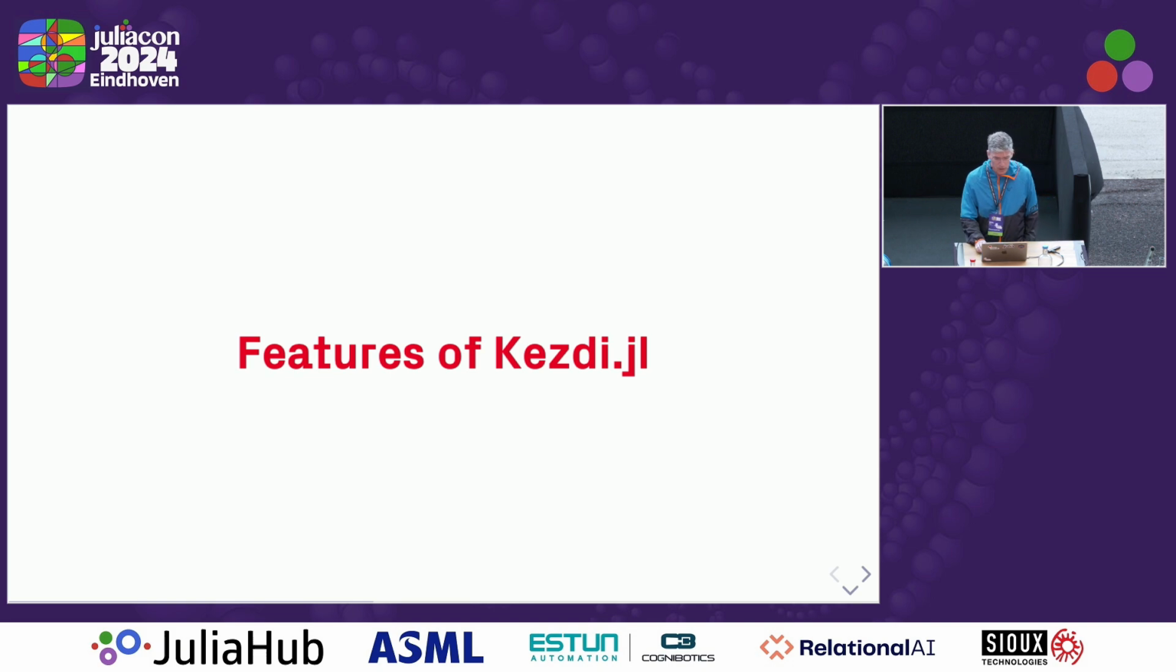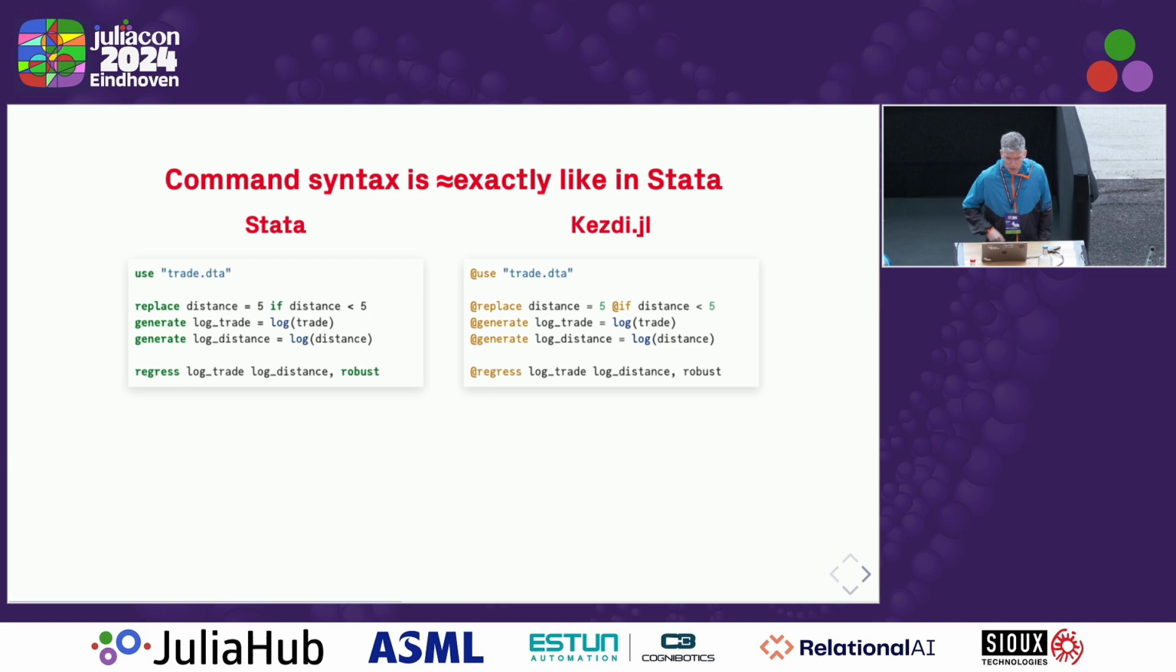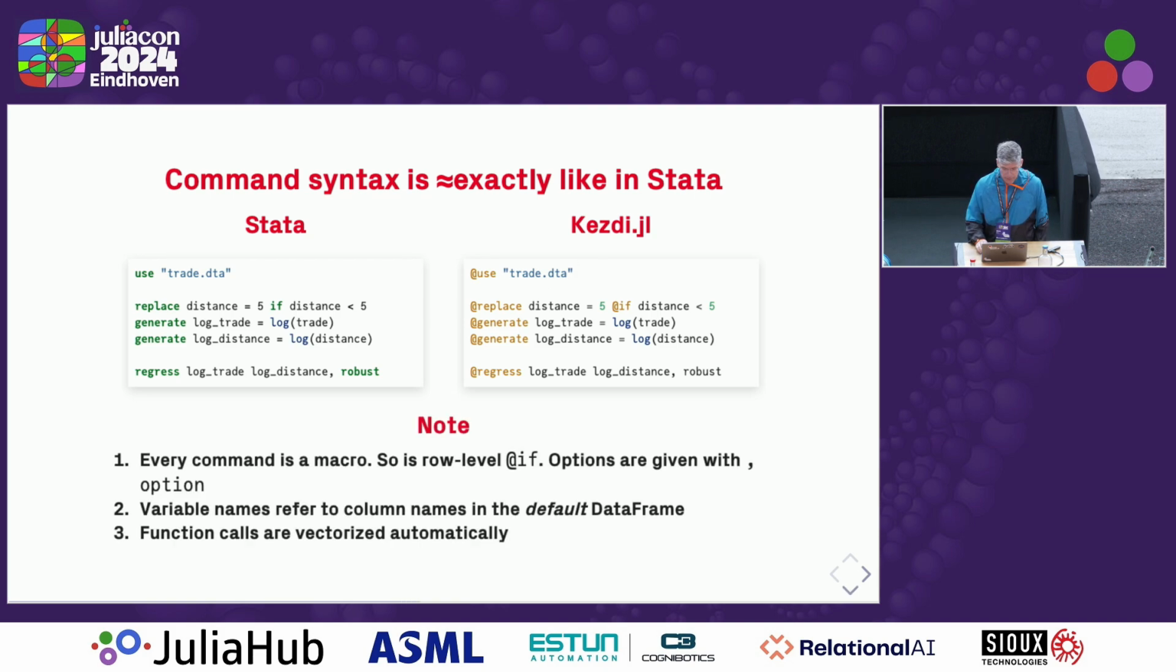So let me show you the features of Kezdi.jl. Here we have the Stata code example I gave you before, and the same thing in Kezdi.jl. So the command syntax is almost exactly like in Stata. Literally, the only difference between the left and the right is the at symbol. So this is Julia code. This would not be correctly parsed in Julia, so we're using macros to ensure correct parsing. So if you're a Stata user, not a lot of things to change, so that's convenient.